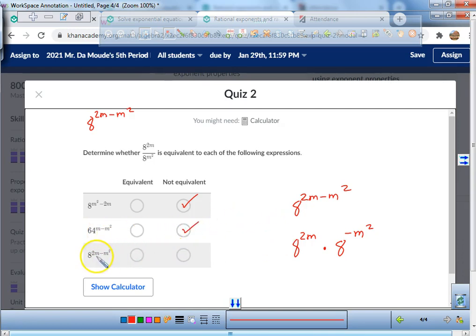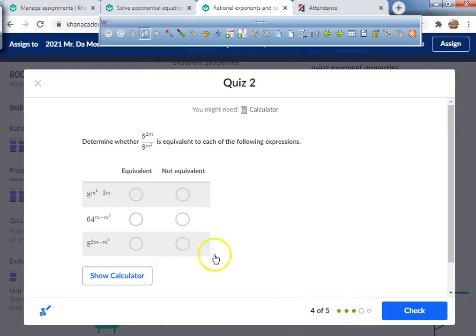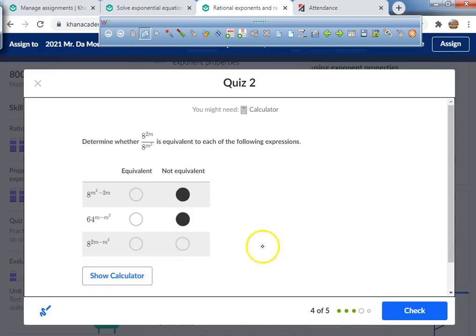But this one does look equivalent, because if I use the quotient property, that is 2m minus m squared. That does look to be equivalent. So I'm going to choose not equivalent, and equivalent, and we'll see if I'm wrong. If I'm wrong, I'm wrong. These do not look to be equivalent, but that one definitely looks to be equivalent because I can use the quotient property.